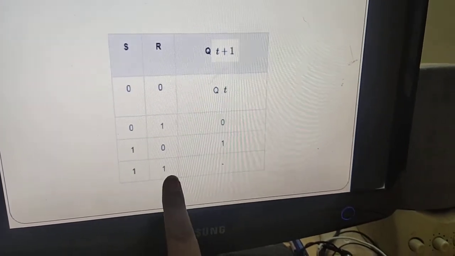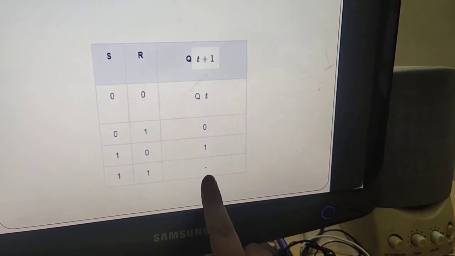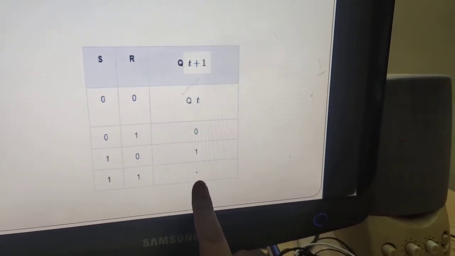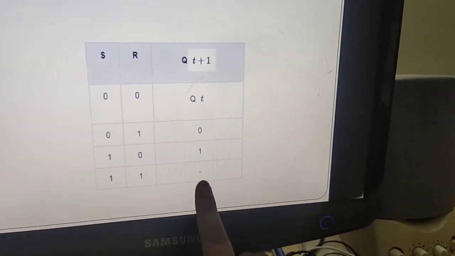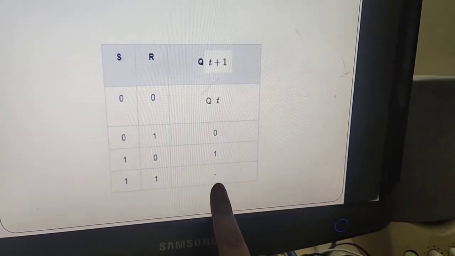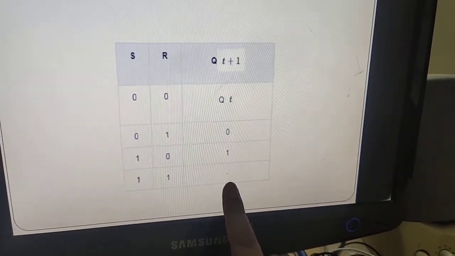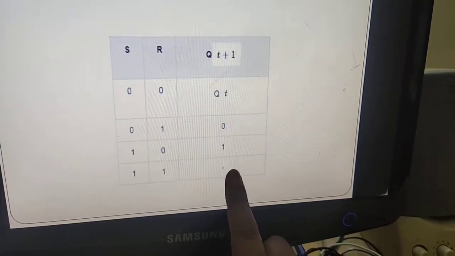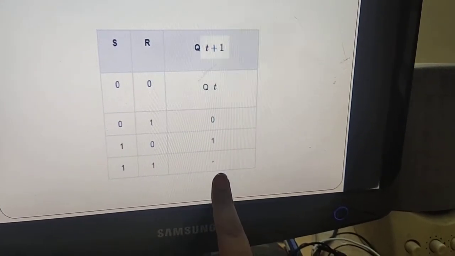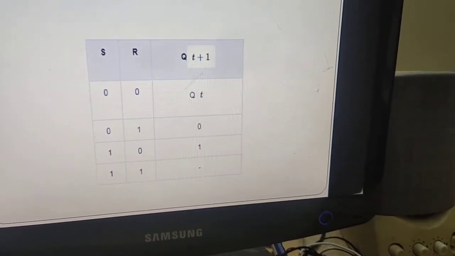When both are 1, we are not going to give any output, because it will lead to improbable situations where Q of T is equal to 0 and Q bar of T is also equal to 0, or Q of T is equal to 1 and Q bar of T is also equal to 1, which is an impossible condition. That is why we call this an impossible condition. We are leaving it as blank.